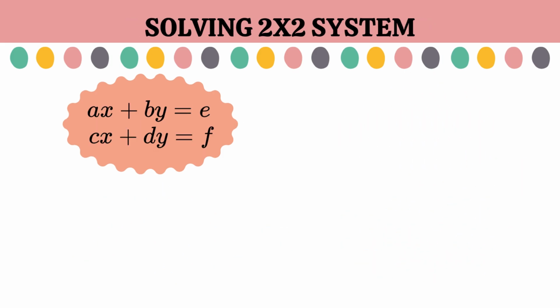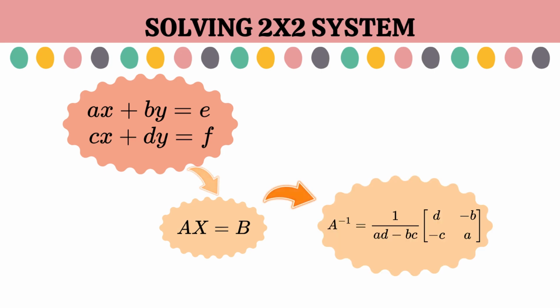To find the value of x and y, we express the system in matrix form AX equals B. Then we apply the inverse matrix formula. To do this, we first find the inverse of matrix A using the formula. Once we have the inverse, we multiply it with matrix B to get the final values of x and y. This method provides a clear and systematic way to solve a pair of linear equations using matrices.